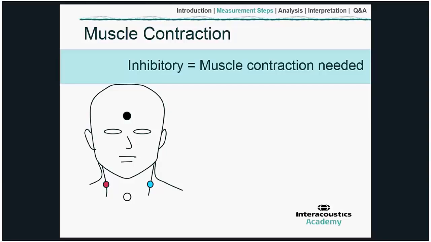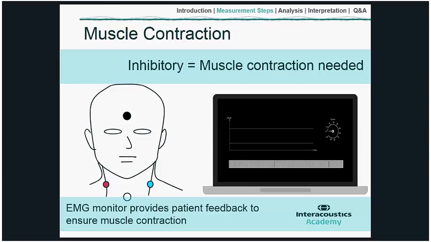What we can see is we have our patient here hooked up to the electrodes. We can use a technology known as an EMG monitor to provide the patient with feedback to let them know if they are contracting their muscle sufficiently so that we can record a VEMP. The patient can look at this monitor, and at the bottom you see this grey bar and two black lines. The grey bar measures EMG activity, the muscle activity of the sternocleidomastoid muscle. To record a VEMP, the muscle contraction needs to fall between these two black markers.